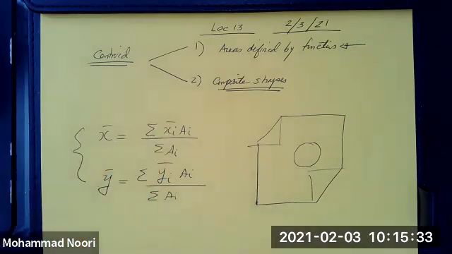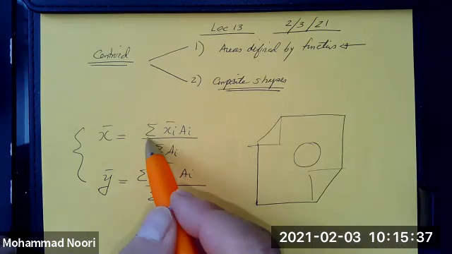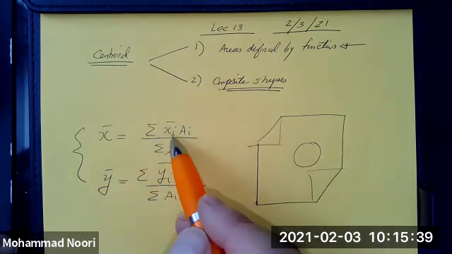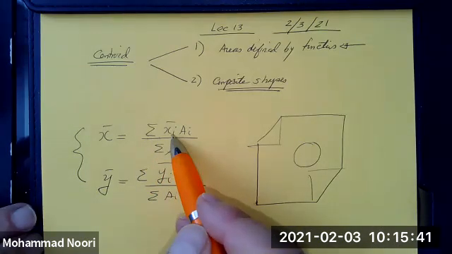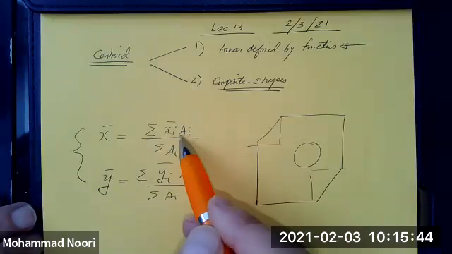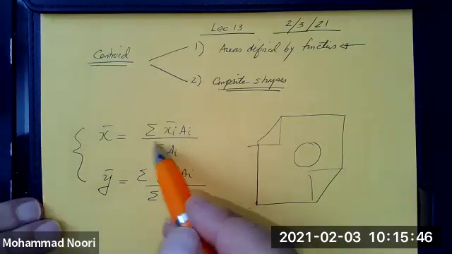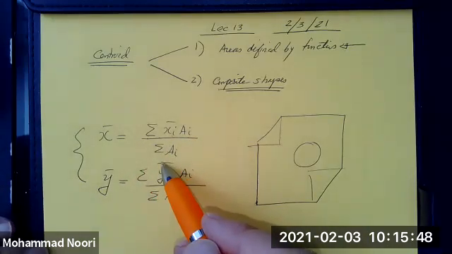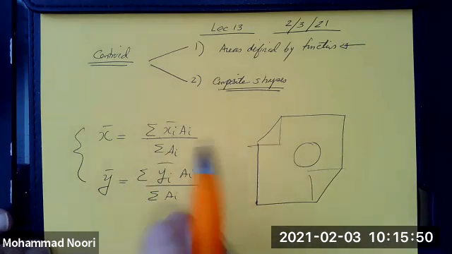For X bar, you need to find the summation of the product of the X centroid of each shape times the value of that sub area, divided by the total area. And similarly for Y bar.